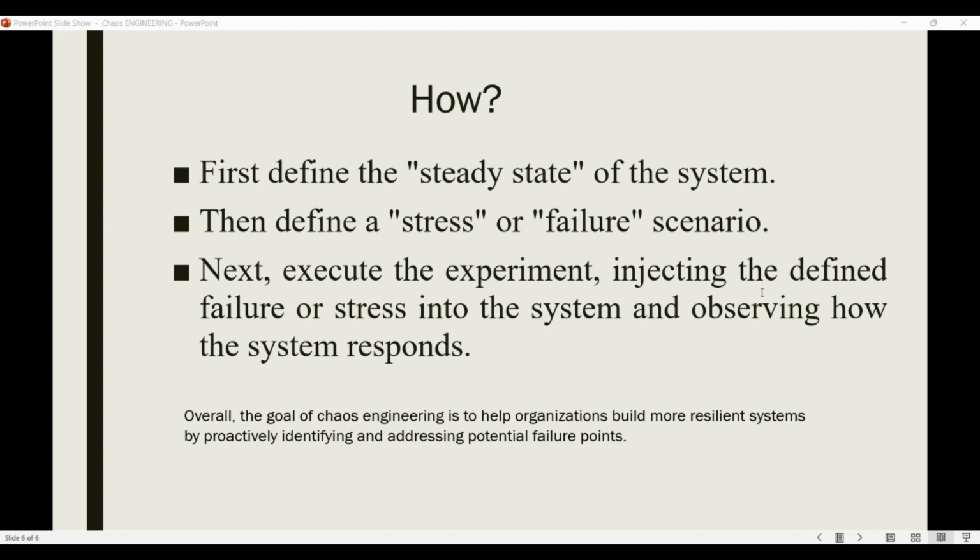Now, the question is how this particular practice is different from the other forms of testing, such as performance or stress testing. And what are the other interesting aspects related to this practice? We'll try to discuss all that in the next part.